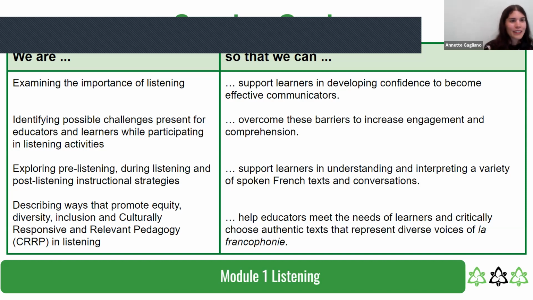And finally, we are describing ways that promote equity, diversity, inclusion, and culturally responsive and relevant pedagogy, CRRP, in listening, so that we can help educators meet the needs of learners and critically choose authentic texts that represent diverse voices of la francophonie.